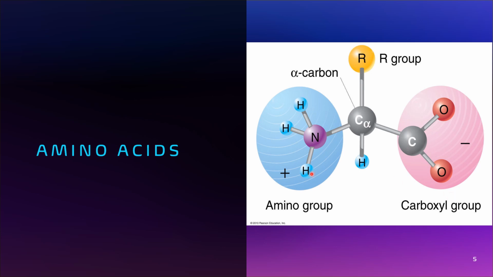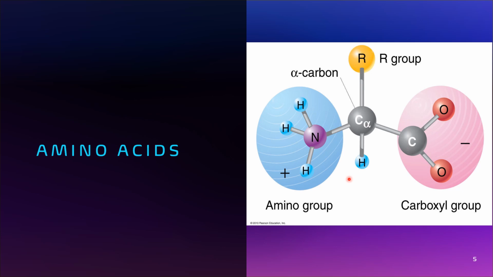As the name implies, this particular compound has an amino group attached to a carbon and also a carboxyl group attached to a carbon. So if the amino group and the carboxyl group are attached to the same carbon, then this particular carbon is known as the alpha carbon, and this is said to be the basic structure of an alpha amino acid.